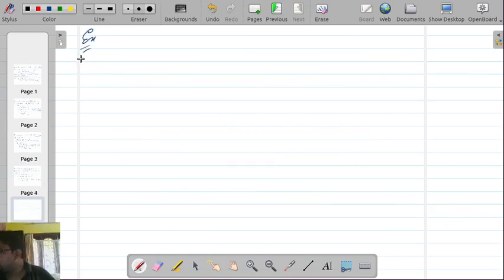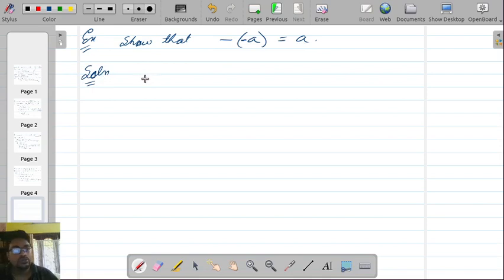Then another one, let us try, which we have also done in our school days. So show that minus of minus a is always the same as a. Means the additive inverse of minus a is a itself. So how do I show this? We have minus a plus a will be equal to 0. This is already there, right?